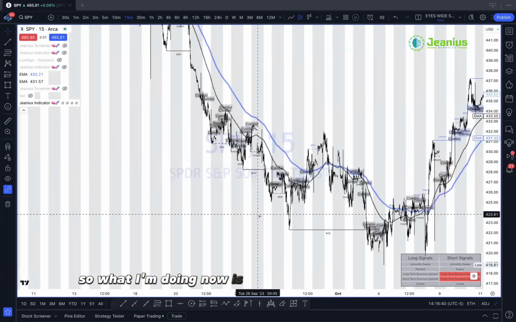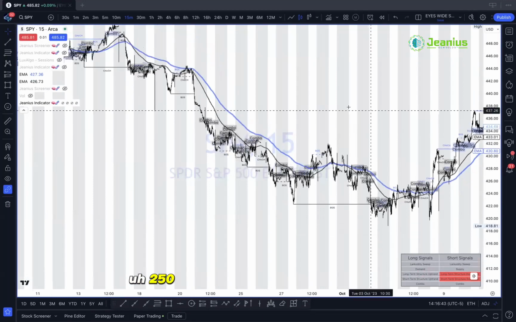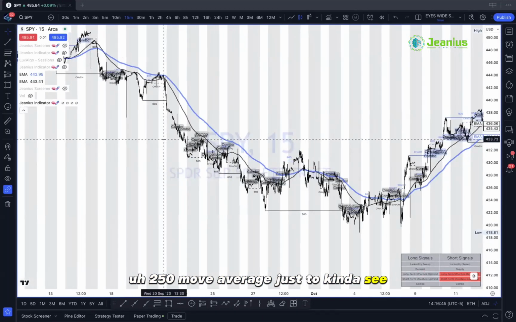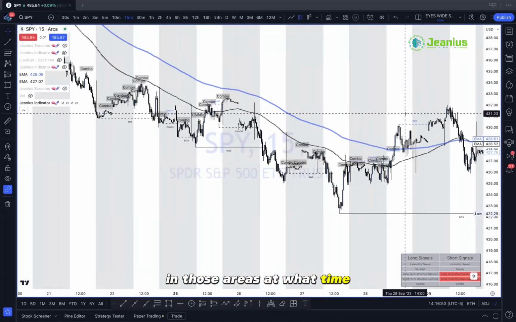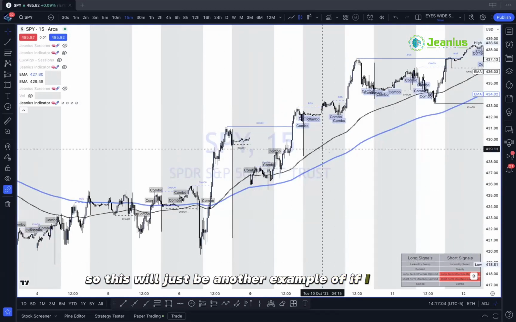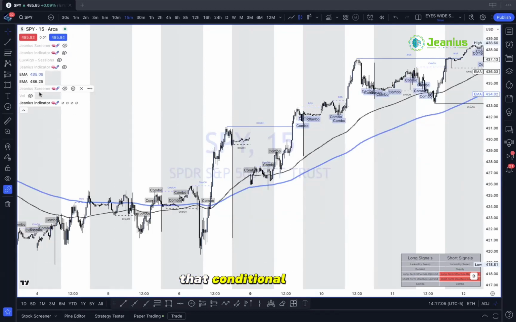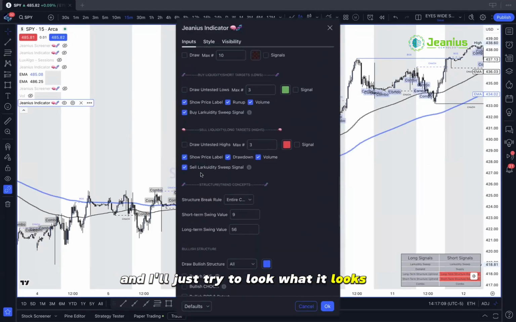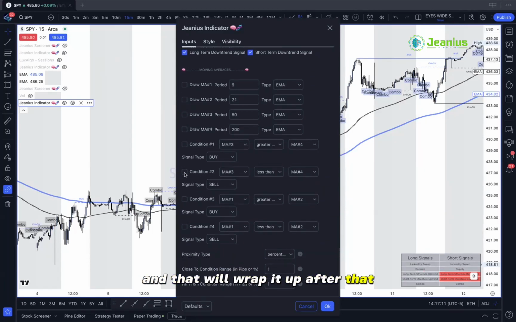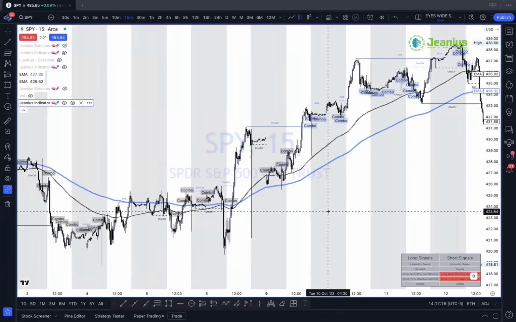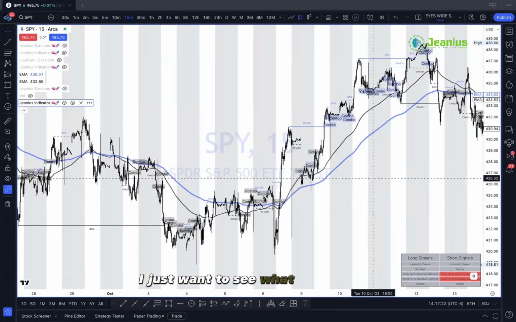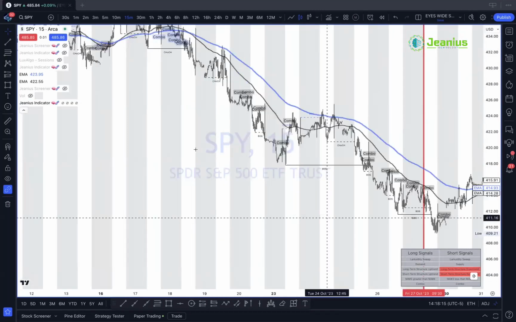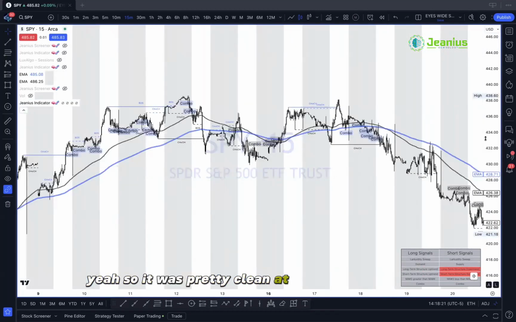So what I'm doing now is I'm just looking at the 250 moving average, just to see what signals popped up in those areas at what time. So this would just be another example of if I did have that conditional rule on, and I'll just try to look at what it looks like, and we'll wrap it up after that. I just want to see what it looks like, that conditional rule where the moving averages play a part in my entry process. Yeah, so it was pretty clean at one point.